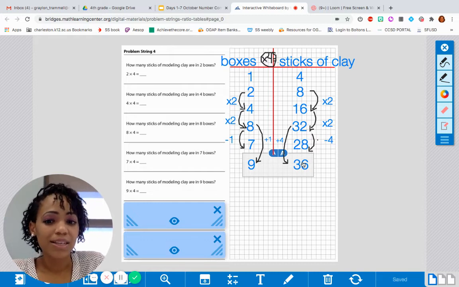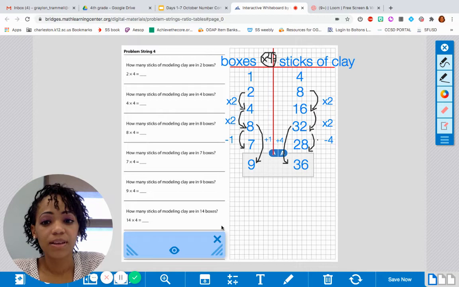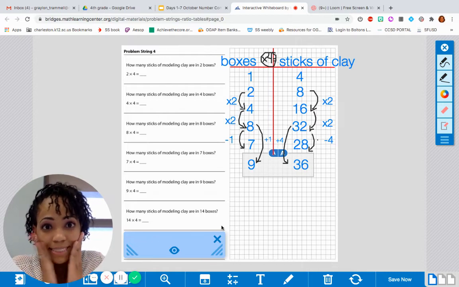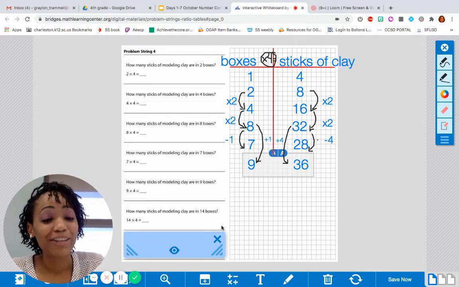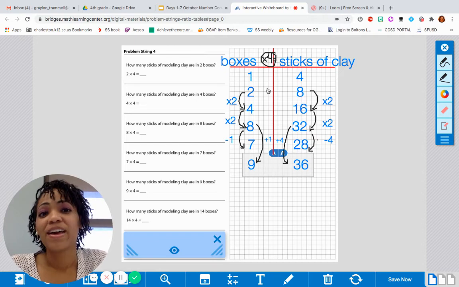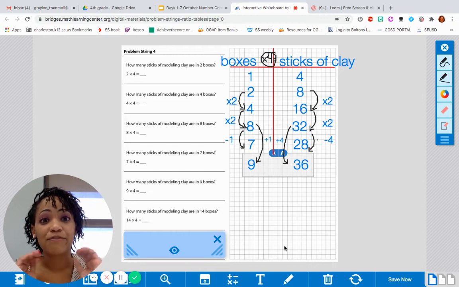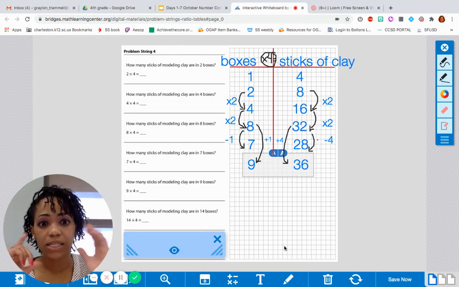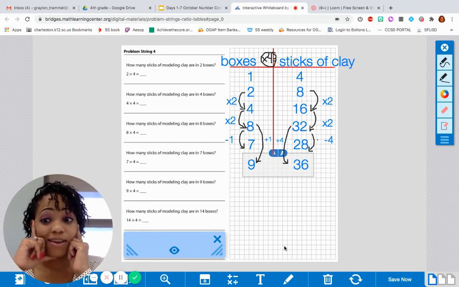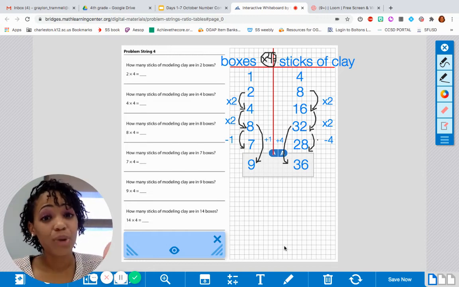Okay, let's do the next one. We're almost done. We can do it. You know why? Because we have some things in our toolbox here with this ratio table that'll help us solve 14 times 4. So how many sticks of modeling clay are in 14 boxes? You're going to have to think about it. Take a moment. Pause the video if you need. You can do it. I know you can.